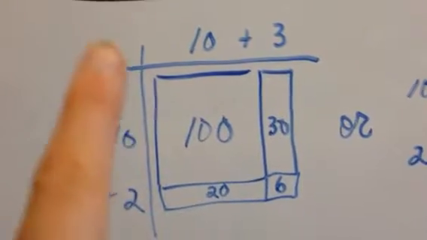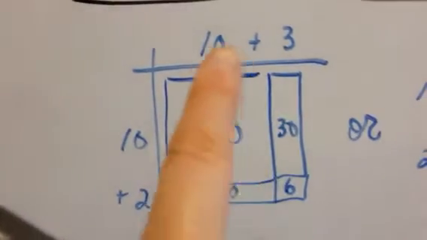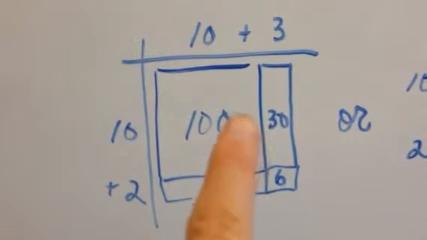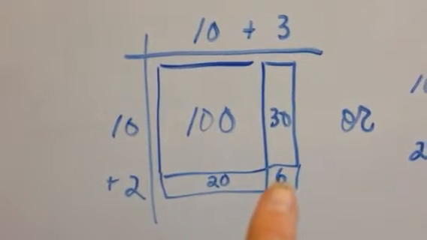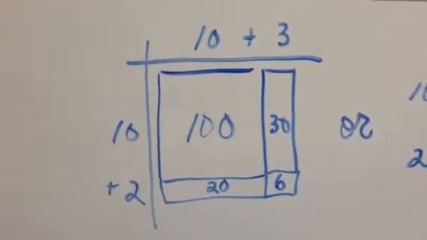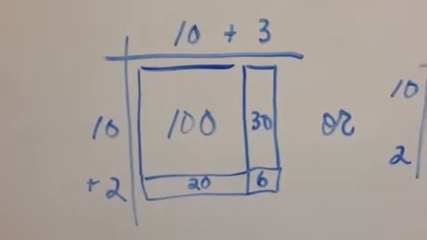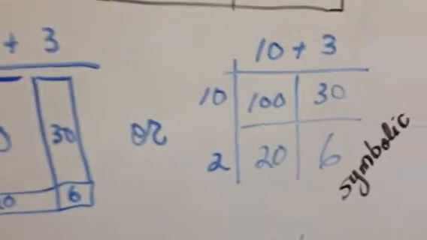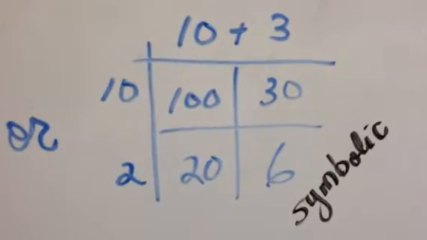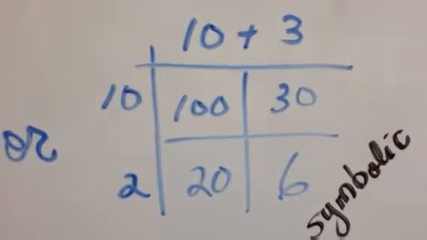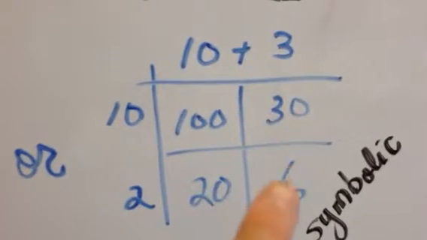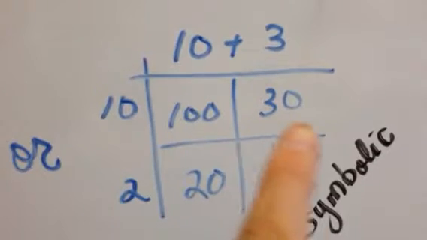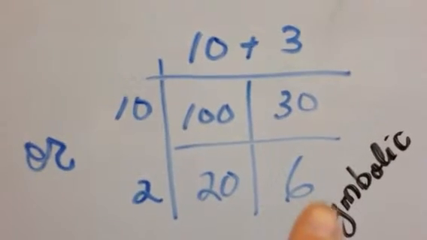And I distill this, so I'm no longer drawing all the squares. I simply say 100, or 30, 20, 6, which I can see sums to 156. Or if I want to get even more symbolic, I don't even think about the shape. I just know that the 10 will distribute down through the 12. The 3 will distribute down through the 12, and likewise horizontally.